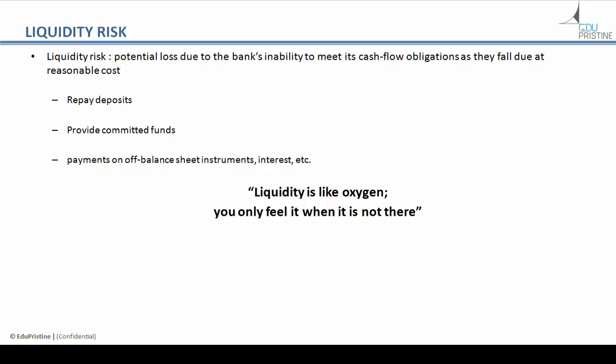Now moving on to liquidity risk. Liquidity risk is defined as a potential loss due to the bank's inability to meet its cash flow obligations at a reasonable cost. That's the key, the reasonable cost. So they need to look at how much it costs to repay the deposits, how much is provided from committed funds, what payments on off-balance sheet items are provided, and how much of the off-balance sheet items we need to provide for. So it becomes paramount that you have a good understanding of the balance sheet if you're working in the ALM area.